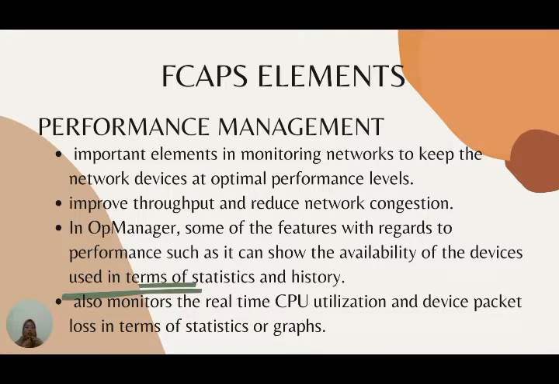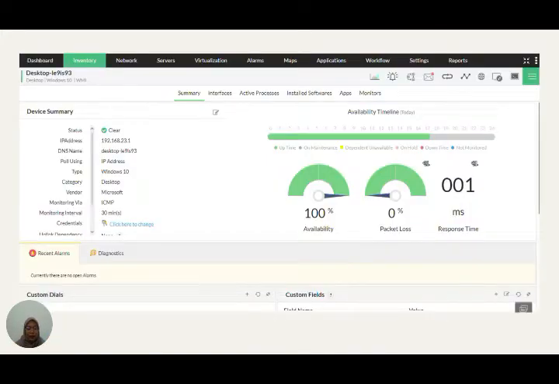OpManager can also monitor the real-time CPU utilization and device packet loads in terms of statistics or graphs. There are also other features and device monitoring that can be shown in the system. This is how certain devices used in the network can be read in the device summary in terms of their availability timeline. It can show the availability percentage, the packet loss percentage, and the response time.